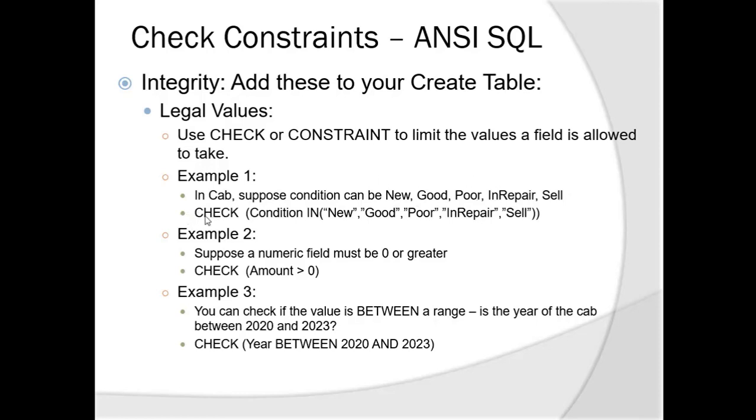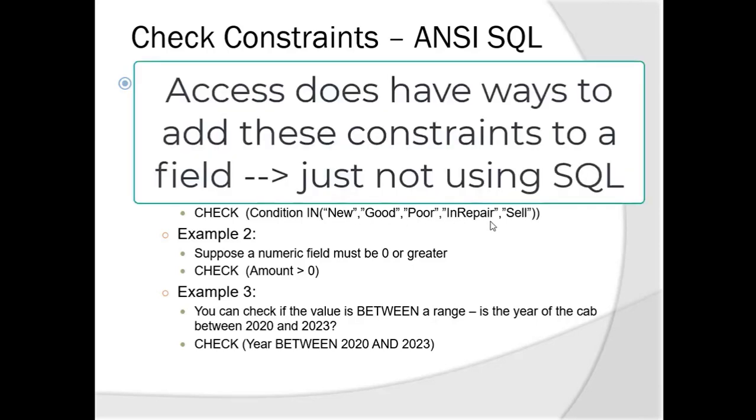Then my check constraint would be the word check and then the condition field. And in the condition field, I have a comma separated list. And since they're string values, there's quotes inside of them. Now be aware, you will not be doing this in Access. This will not work.